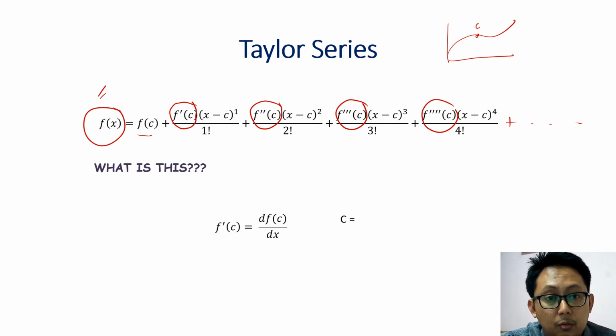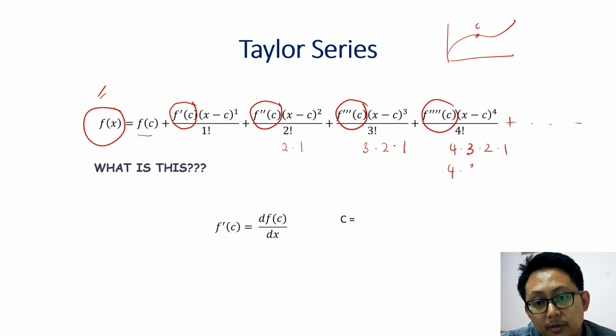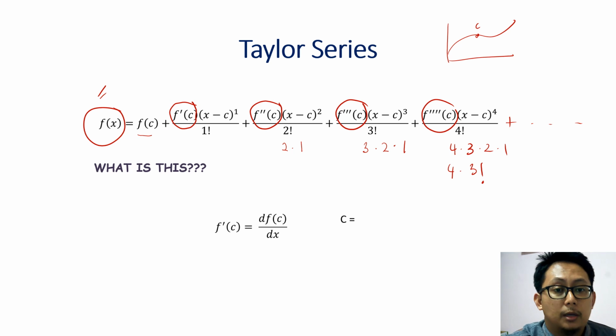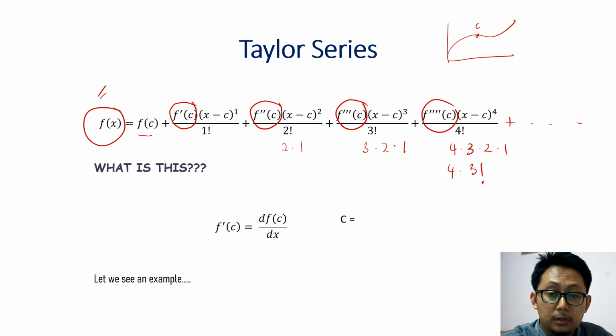If you remember, 1 factorial is equal to 1, 2 factorial is equal to 2 times 1, 3 factorial is equal to 3 times 2 times 1, 4 factorial is equal to 4 times 3 times 2 times 1, or we can put 4 times 3 factorial, the same thing. They already told you this is a differentiation, and c is the center point. Next, maybe it's easier if we check the example. Then you can get more understanding of the topic.